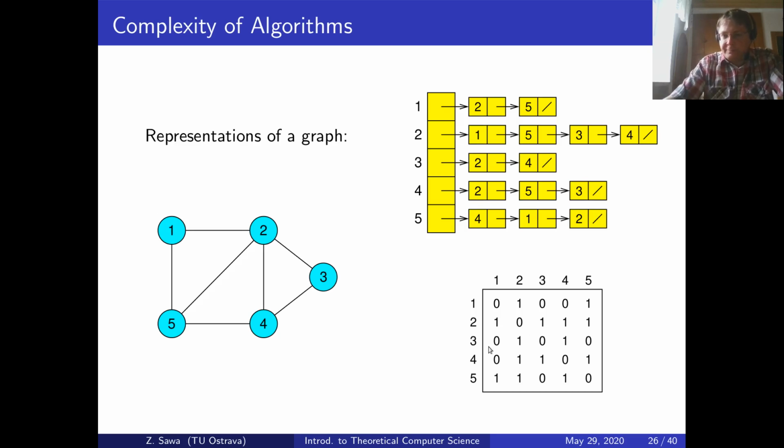And in case of a matrix, this matrix will be symmetric with respect to the diagonal of the matrix.